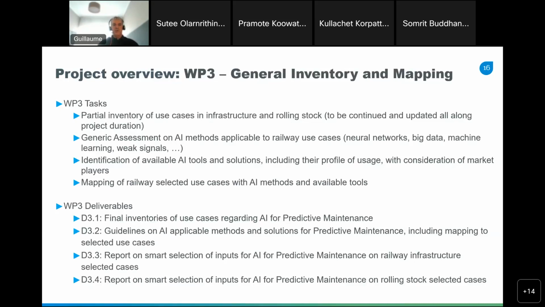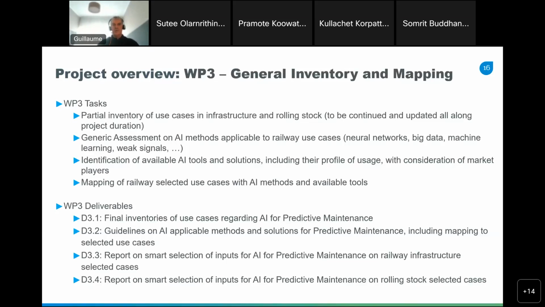The main deliverables will be, let's say, four of them. First is the final inventory of use cases. Then we will provide some guidelines for our members on all the AI applicable methods and tools for predictive maintenance. Then we will have a report for decision makers on smart selection of inputs for AI for predictive maintenance in the infrastructure domain, and the last report will be on the rolling stock domain.